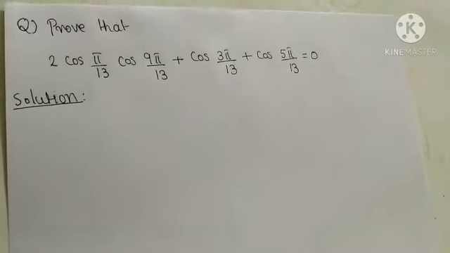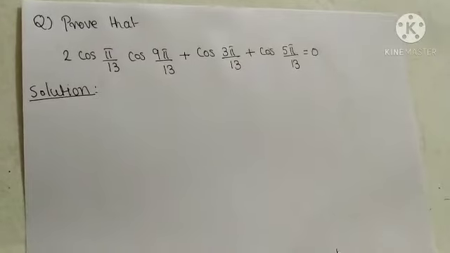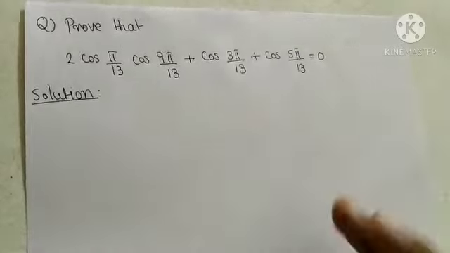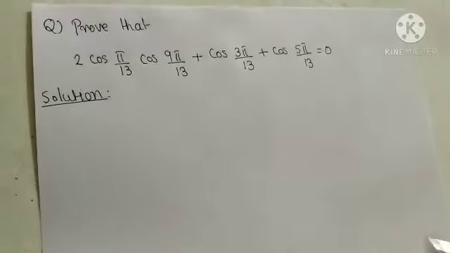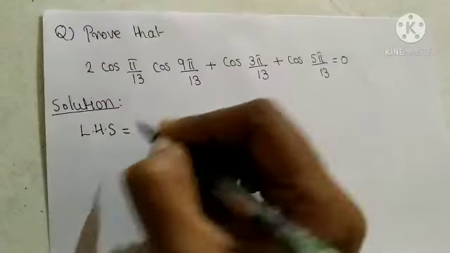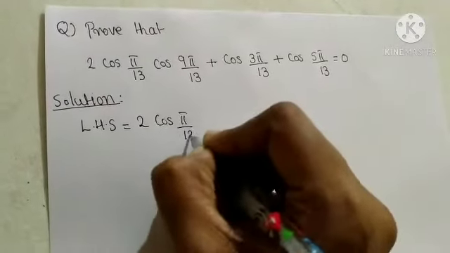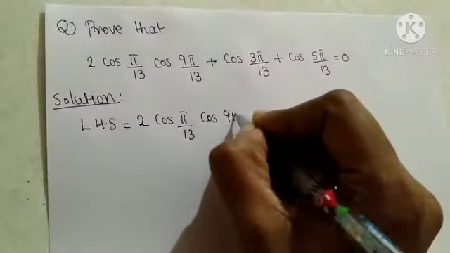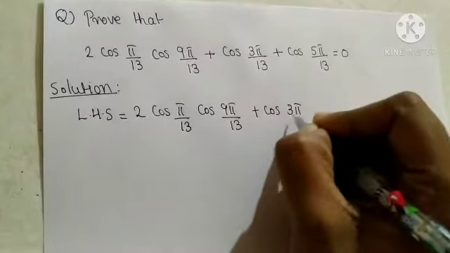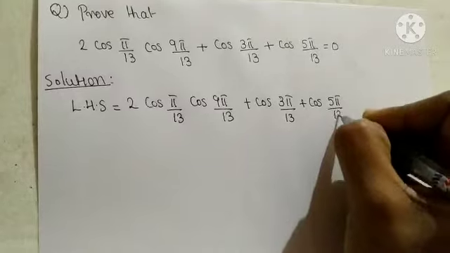Prove that 2 cos pi by 13 into cos 9 pi by 13 plus cos 3 pi by 13 plus cos 5 pi by 13 equal to 0. Okay, so let's start the solution of this question, starting with the LHS. That is, our LHS is 2 cos pi by 13 into cos 9 pi by 13 plus cos 3 pi by 13 plus cos 5 pi by 13.